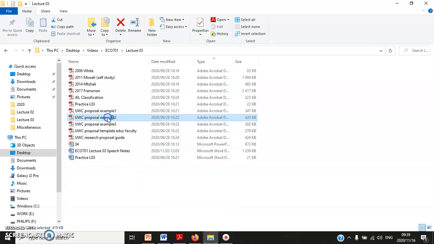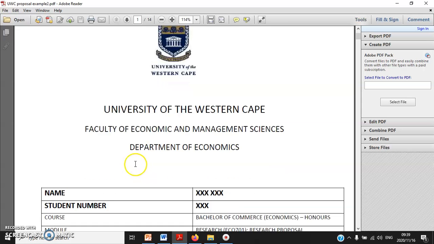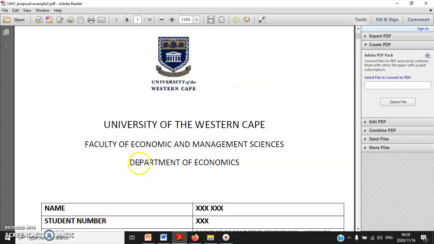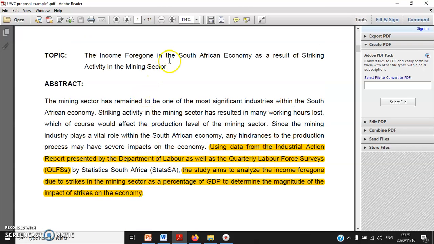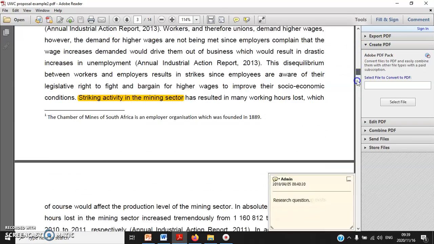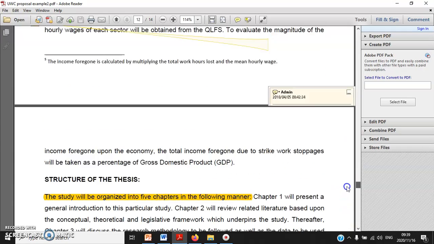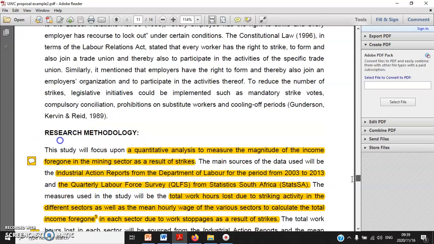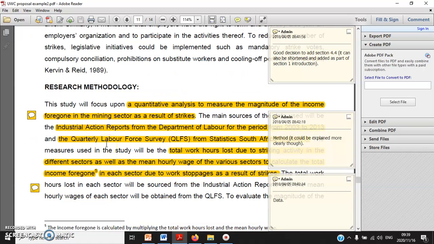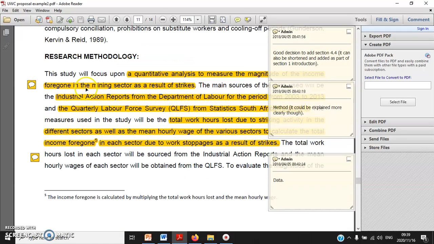And then the second proposal, it is an honors level proposal. Actually, I think it is about the strikes. Actually, income foregone in the South African economy as a result of strike activity in the mining sector. So again, focus on the yellow highlighted text and the sticky notes comment. Okay. Actually, for this proposal, the student admitted at the time she wrote the proposal, she didn't fully understand the methodology. This is why the methodology section is relatively weaker.